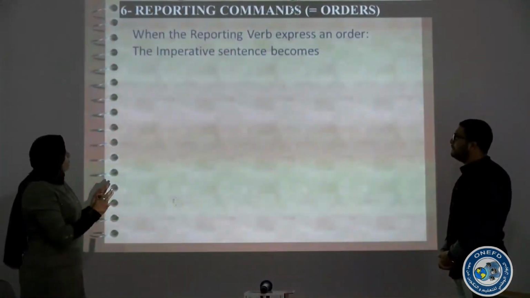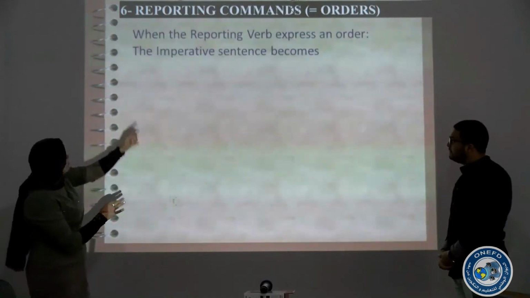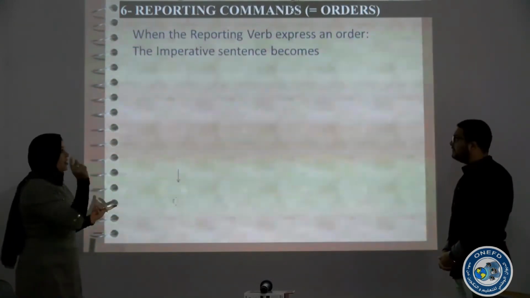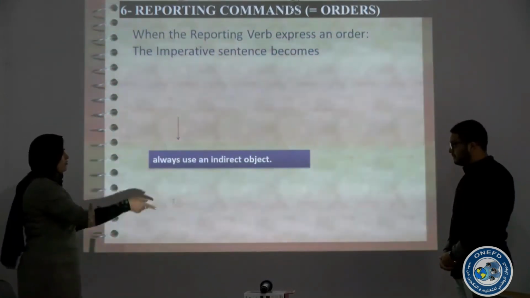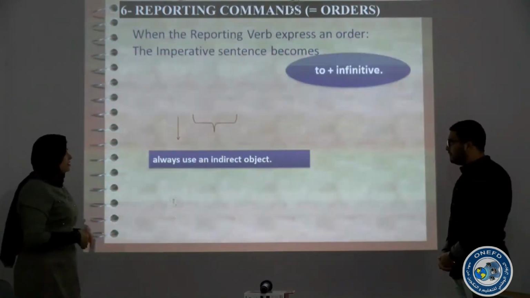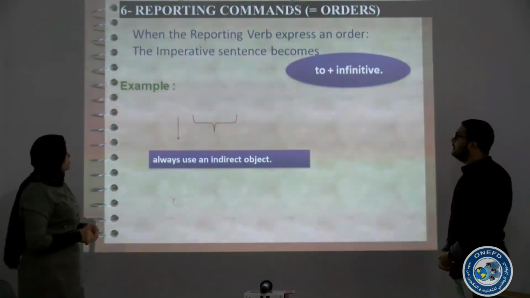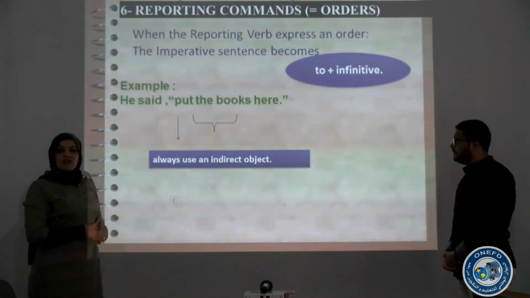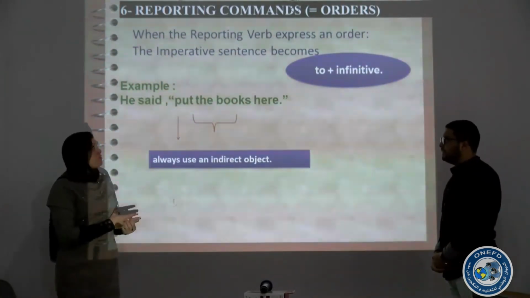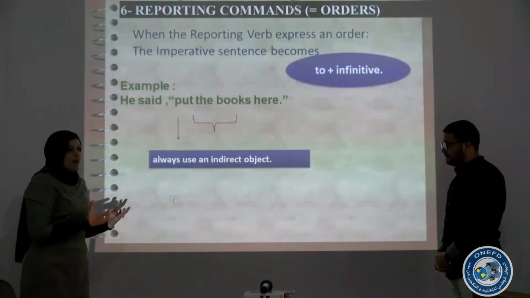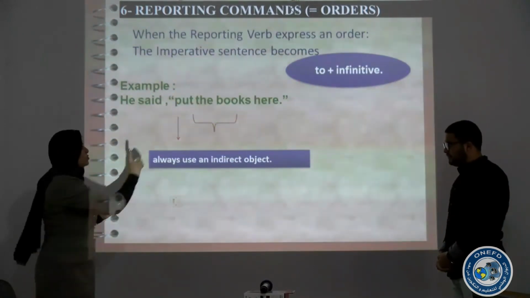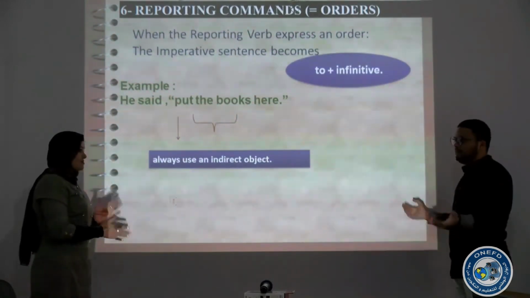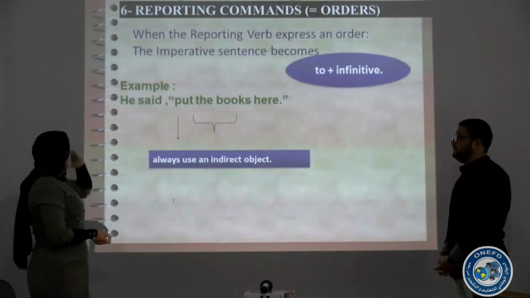I want you to pay attention. When the reporting verb expresses an order, the imperative sentence becomes the verb plus "to" in the infinitive. So I repeat. When the reporting verb expresses an order, we have an imperative sentence. What do we use? We use "to" plus the infinitive. What do you use, Abdurrahman? To plus the verb in the infinitive. Great. This is the example.